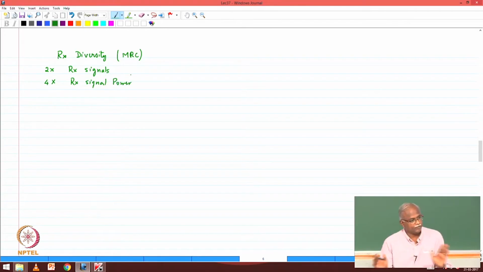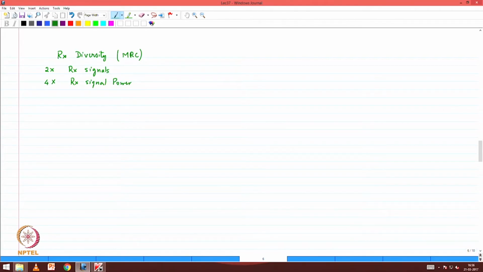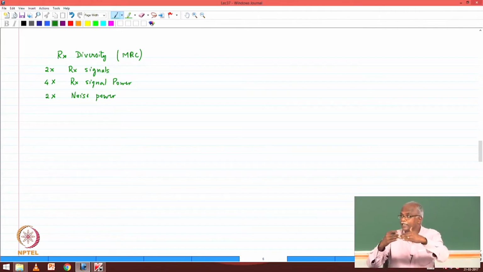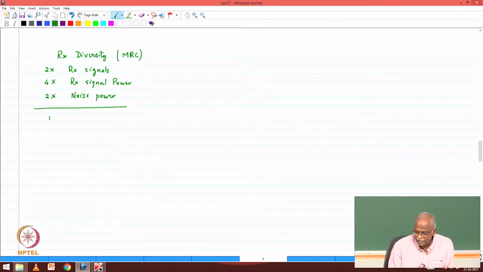Is that correct? I have co-phased the two signals, so effectively I have got twice the signal level, and when I take the signal power... How many noise terms? I have 2x noise power. So the net benefit is 4x in the signal component, 2x in the noise component. So therefore, this is a case where I get array gain and diversity gain.